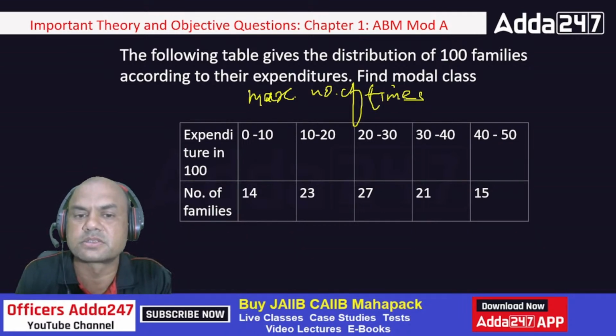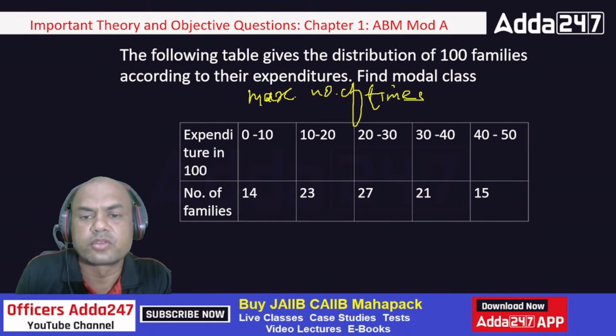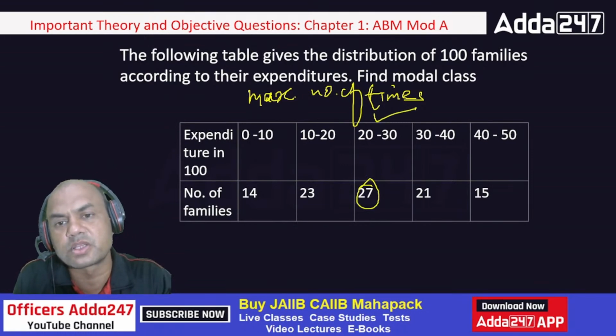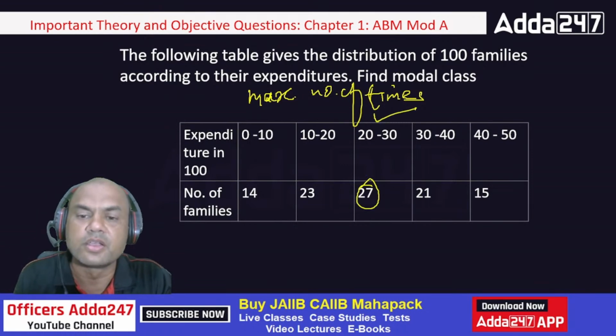Max. Okay. Max. So that is the mode. So here, who is coming maximum number of times? 27. Who is the modal class? 20 and 30. This is my modal class. So simple, isn't it? So modal class means which comes maximum number of times.